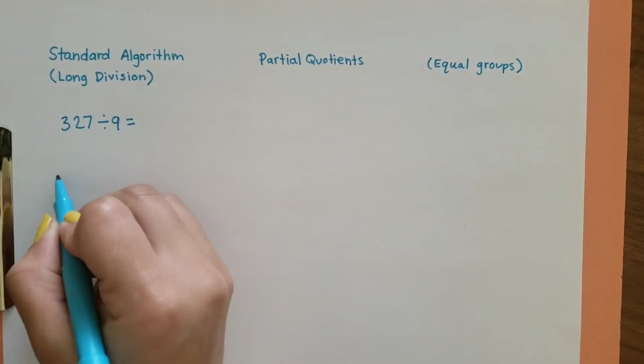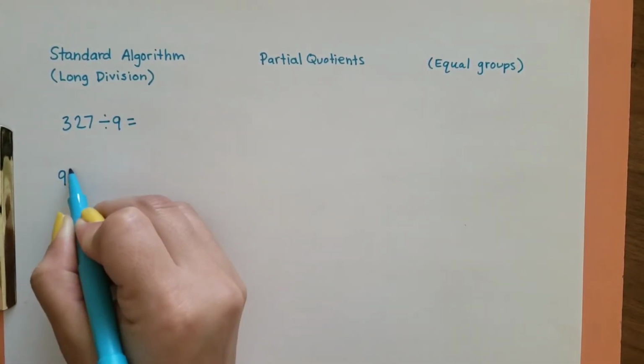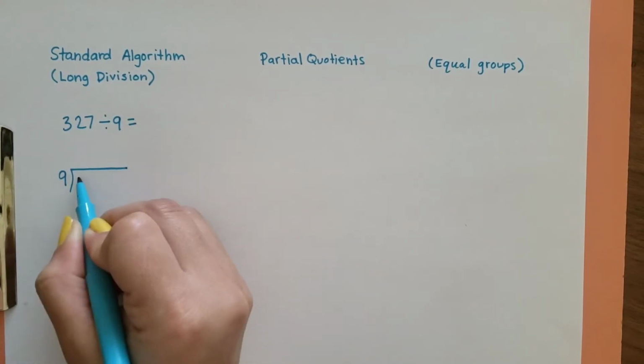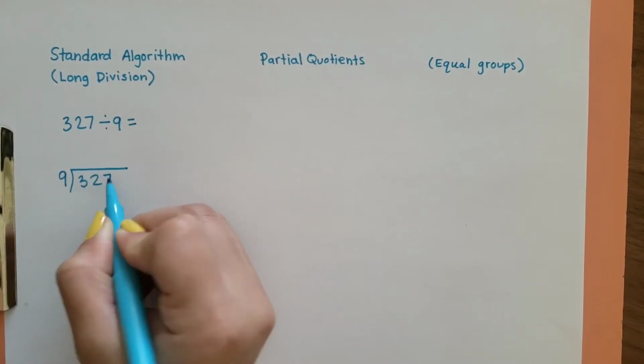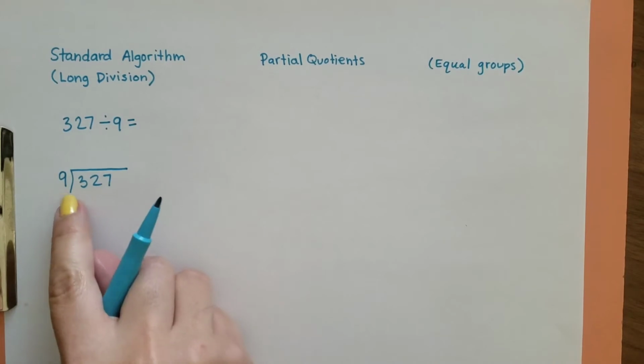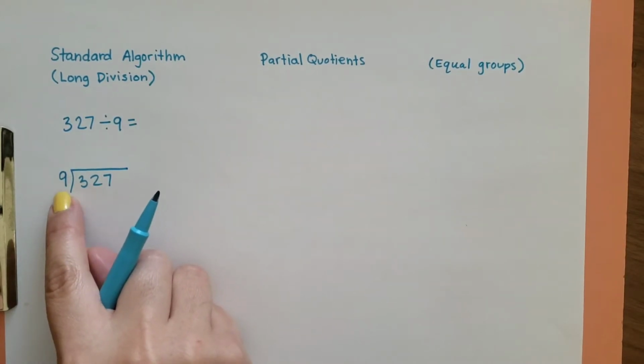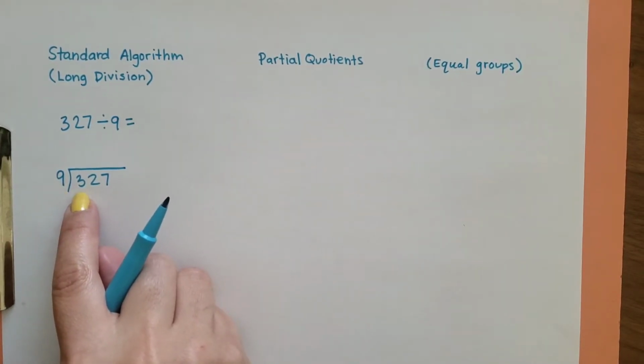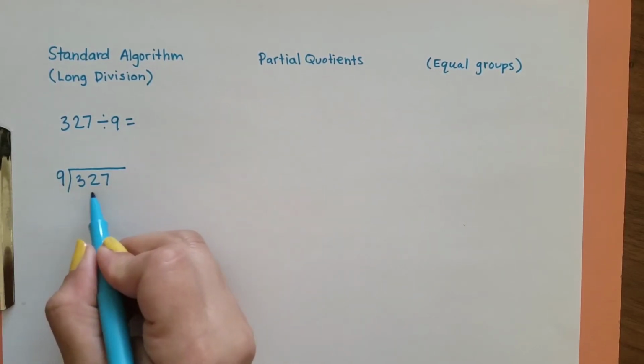All right, so let's go ahead and set it up. We want to put 9, our divisor, out in the front. We're going to draw our bracket and put 327. With standard algorithm, you start with the hundreds place and you say, oh, I have 9. Can I make a group of 9 out of 3? No, so I'm actually going to have to use the number 32. I'll use both of these numbers.